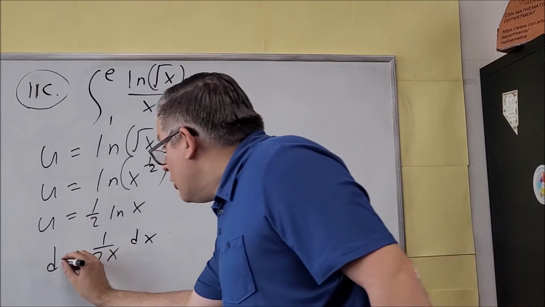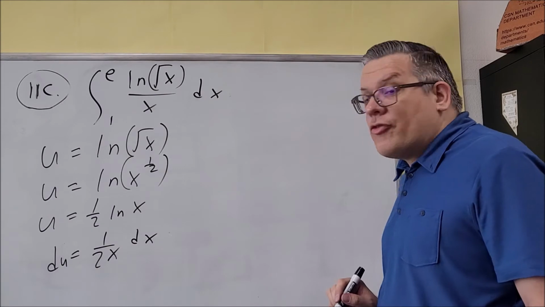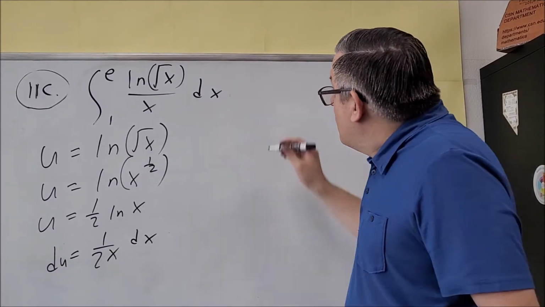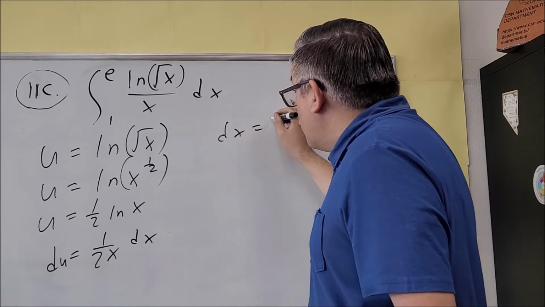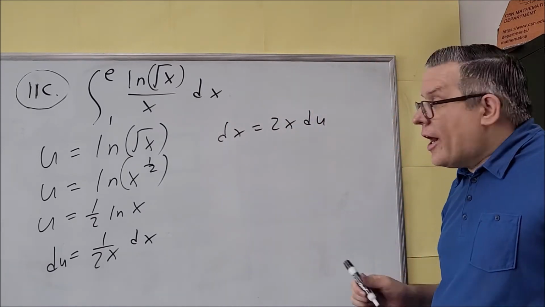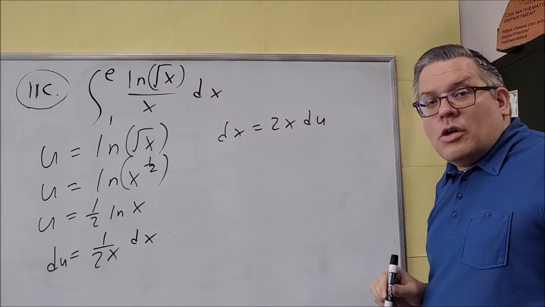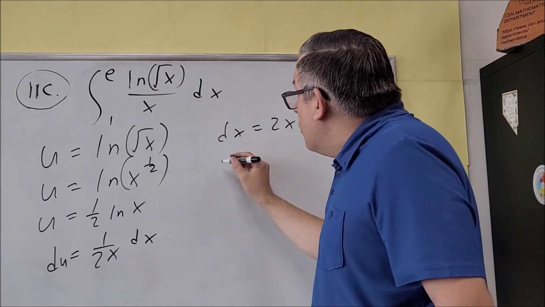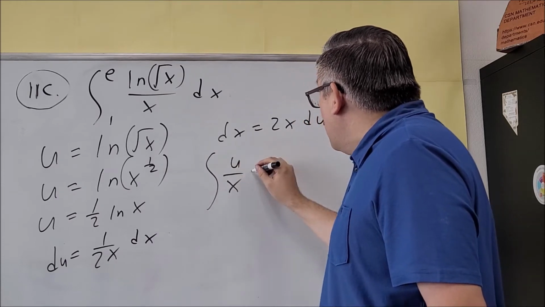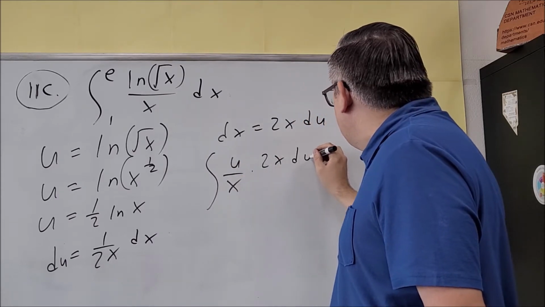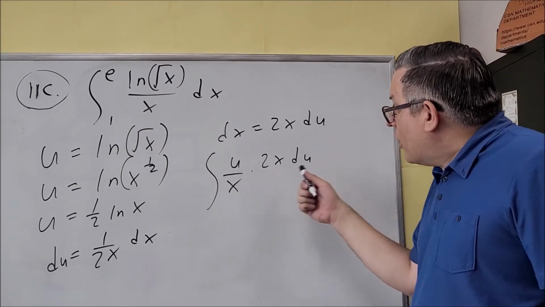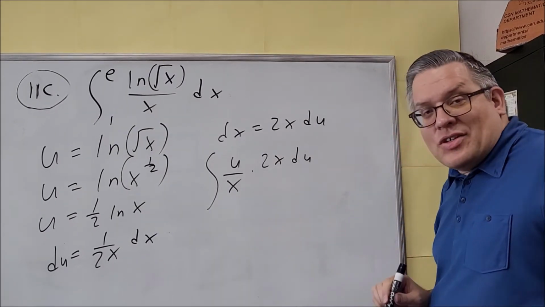So next I have du here. Now I want to solve for dx, and you do that by multiplying both sides by 2x. So dx is going to equal 2x du. Now we're ready to put it into the original one. Now u is the entire top, so I have u over x, and then the dx is 2x du. So by doing that step, I can eliminate the x's.